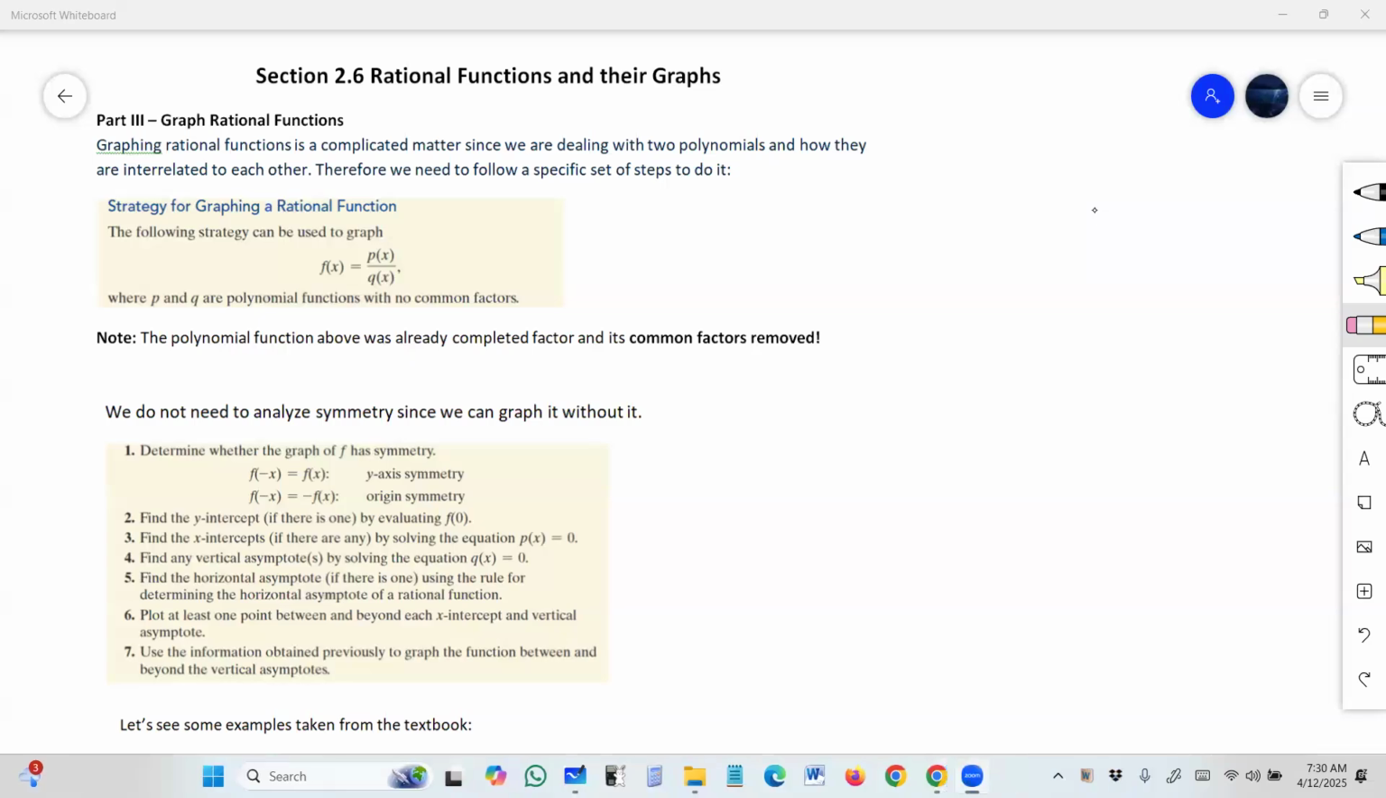Hi, hello everybody. So this is the video dealing with section 2.6, rational functions and their graphs. And this is the third part where we actually put everything together and graph the rational functions.